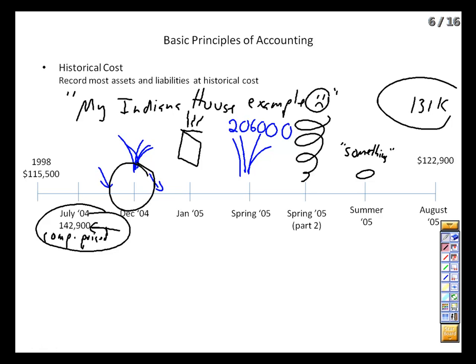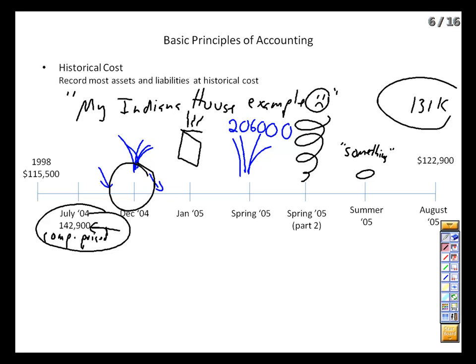And ultimately, what is the real value of the asset? What I was willing to let it go for, $122,900. So while having an accurate value for the house at year end would have been hugely useful to everyone, it was completely unreliable without the context of an actual transaction between buyer and seller. So what do we do? We leave it on the books at the original cost of $115,500.